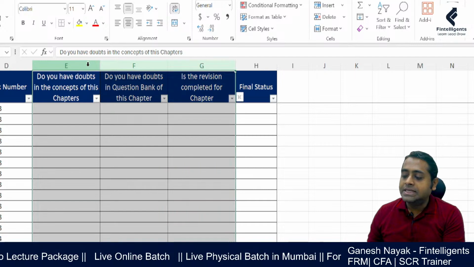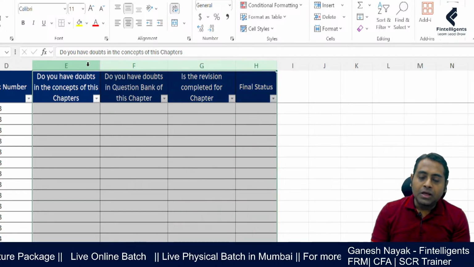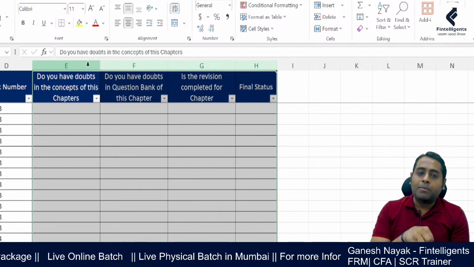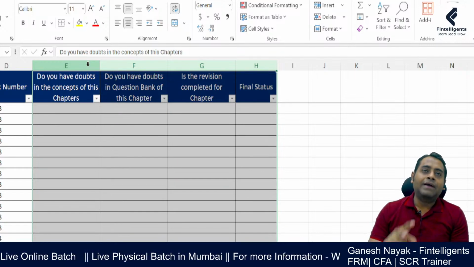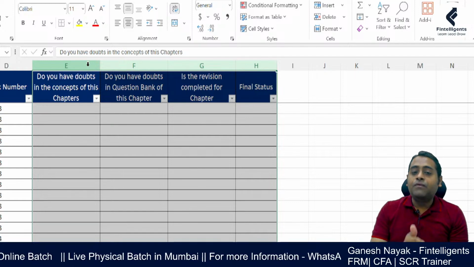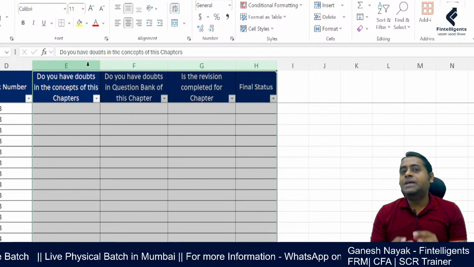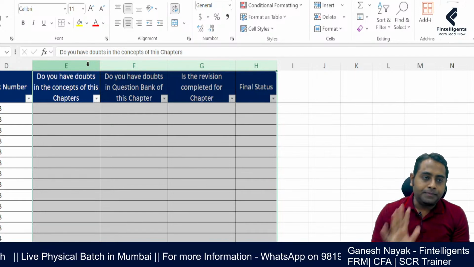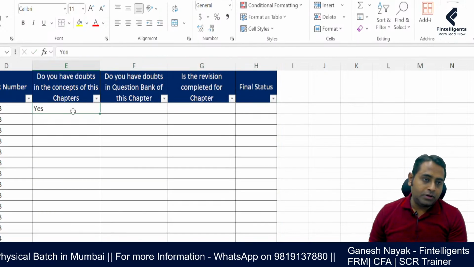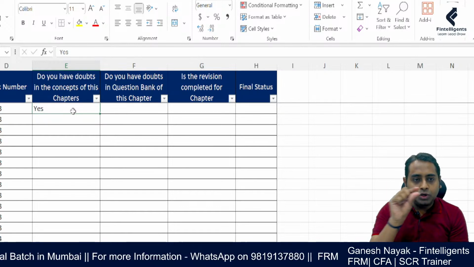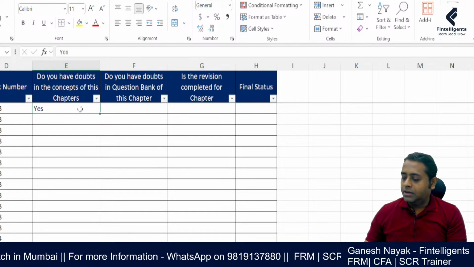Now these sections will help me understand whether a particular chapter was a big problem for me or not. So when I'm done with revision, I just have to recall whether for each chapter I was facing any concept related doubt. If yes, then I will mention yes for that chapter. And if possible, you can mention the topic also over there.